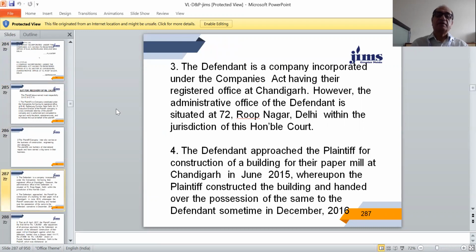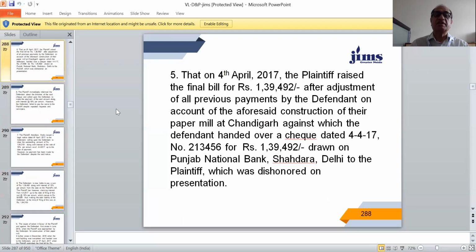Para 4, the defendant approached the plaintiff for construction of a building for their paper mill at Chandigarh in June 2015, whereupon the plaintiff constructed the building and handed over the possession of the same to the defendant sometime in December 2016. So the building was ready.